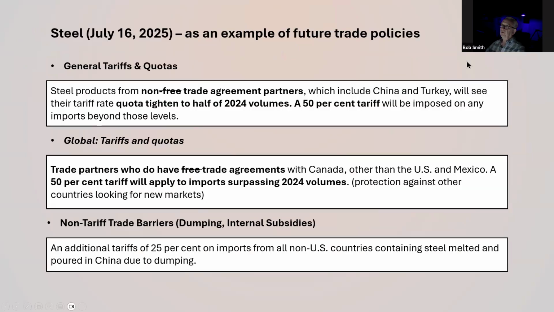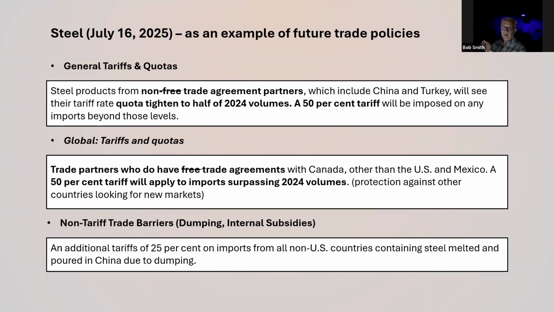Now, what I'm using here for an example is the steel. Canada came out and announced that they are going to come out with some steel, their trade policy. And what the trade policy is, steel products from non-trade agreement partners, which include China and Turkey, will see their tariff rate quota tighten to half of 2024, right? And a 50% tariff will be imposed on any imports beyond those levels.